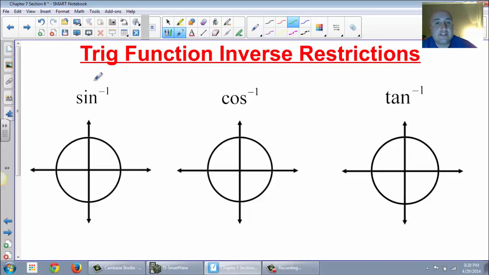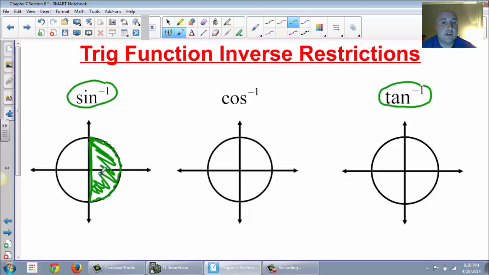If we look at sine and tangent, these two go together. Sine and tangent inverses are restricted to the right-hand side of the unit circle. The right-hand side of the unit circle is sine, and the same thing with tangent. Tangent and sine go together. Those answers, for finding inverses, must be on the right-hand side of the unit circle. The one that's different is cosine. Cosine's different.